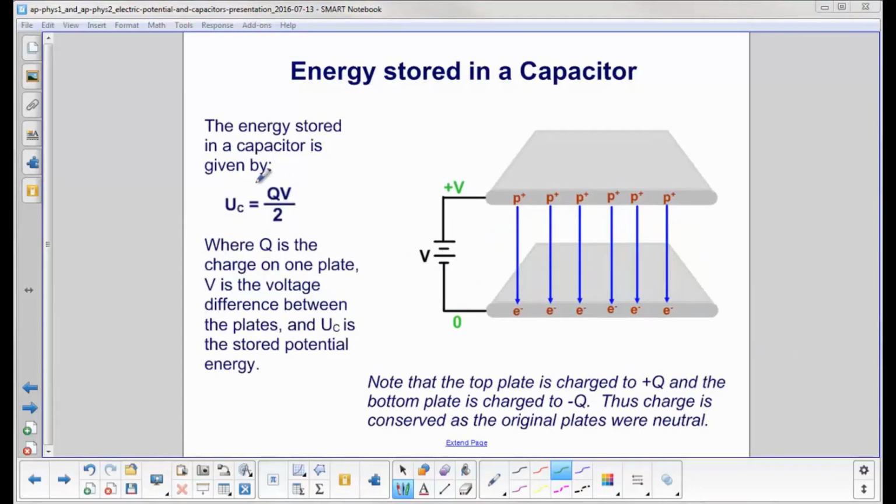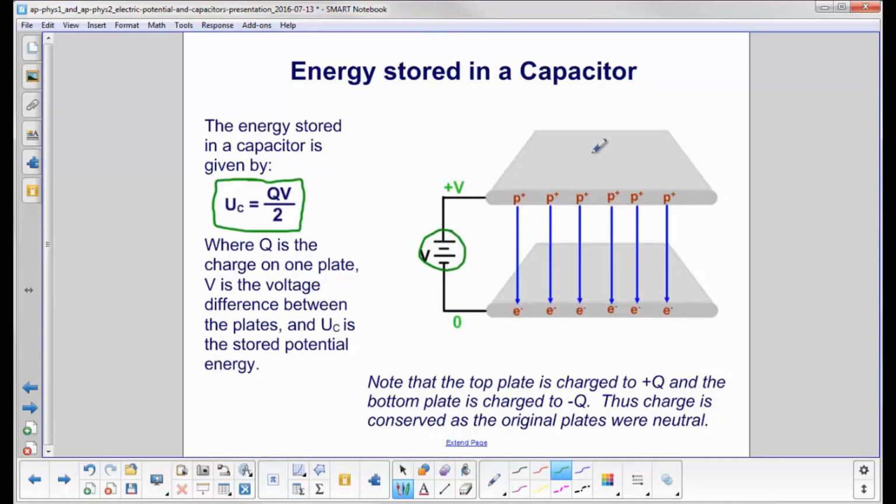The energy stored in a capacitor is given by U sub C equals QV over 2. U stands for potential energy because this is energy that we're storing and we can use it later. Q is the charge on one plate. Don't make the mistake of trying to add the charges and get Q plus Q, or 2Q. We're just interested in the charge on one plate. V is the voltage difference between the plates that is initially supplied by a battery. U sub C is the stored potential energy.